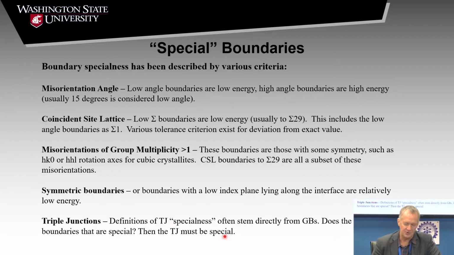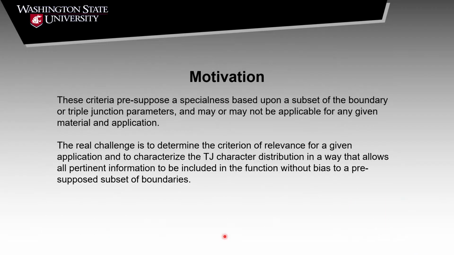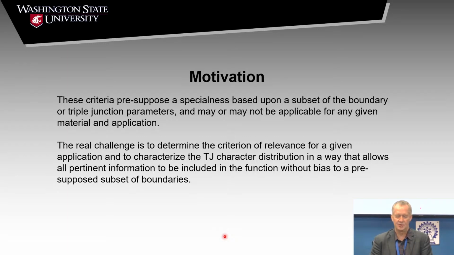And then these triple junctions are defined, like I said, from specialness of grain boundaries. All of these presuppose some kind of specialness criteria, and you can't go in and make a full set of measurements. So what we have to do is reduce our space. But first I'm going to talk about stereology and how it works with grain boundaries, just so you get a feel of what stereology is.